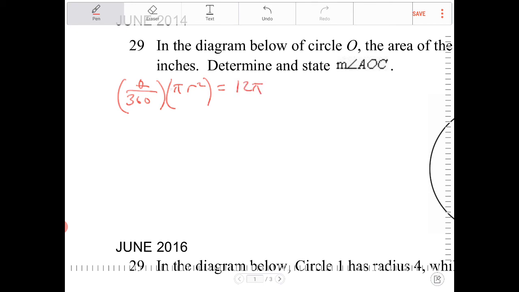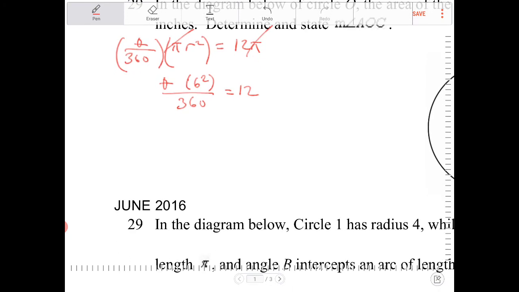If you go through this, you notice that the pi's cancel. We're left with theta r squared over 360. If I multiply both sides by 360 and substitute what r is, theta times 6 squared over 360 is equal to 12. And notice that 36 over 360 becomes theta over 10, and this is equal to 12. So theta is equal to 120.